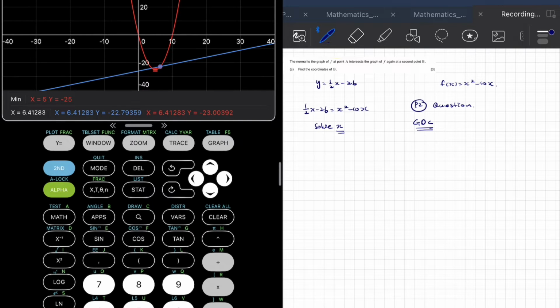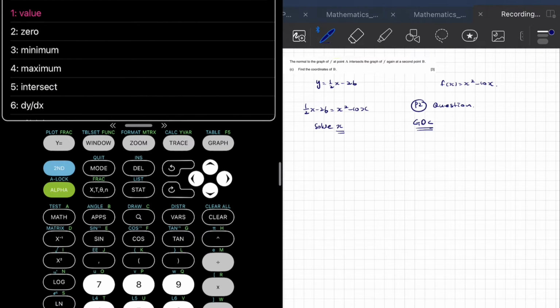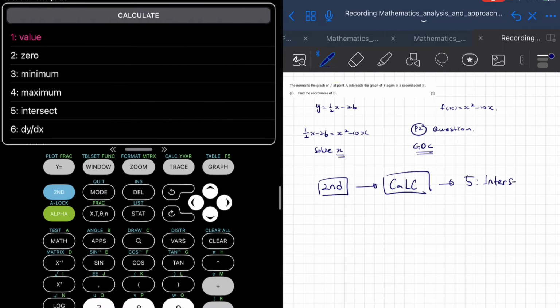Okay. However, you cannot just calculate like this. You have to use the second CALC. Okay. So what I did is you have to use the second CALC button and then click on the 5 intersect to find your intersection point.